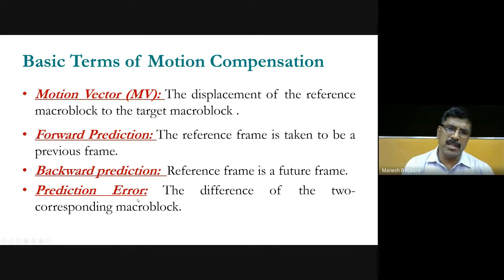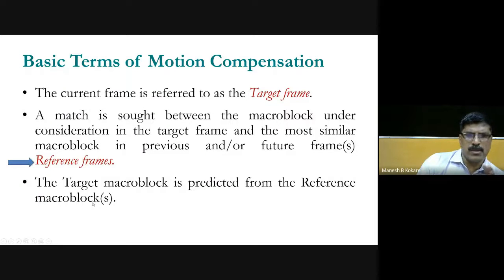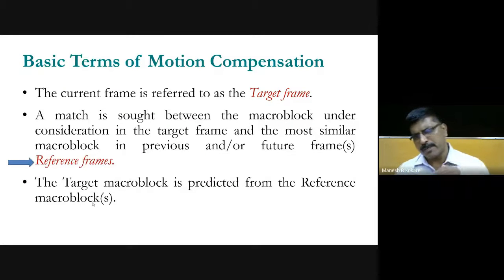And then, what is prediction error? Whatever the predicted motion vectors are between the target frame and the reference frame, if there is an error or a difference, then the difference of the two corresponding macro blocks is called the prediction error. So here we have seen some fundamental terms used particularly for motion estimation. One is the target frame, which is nothing but the current frame. The reference frame may be either a future frame or a previous frame.